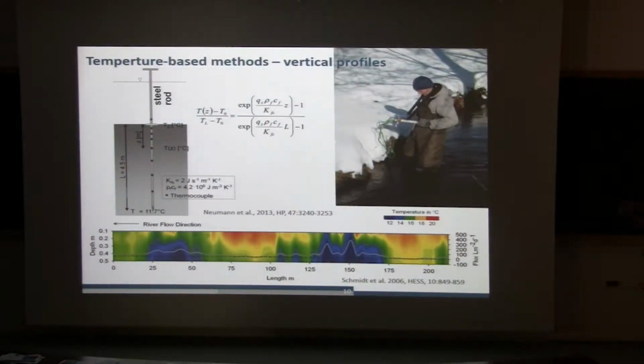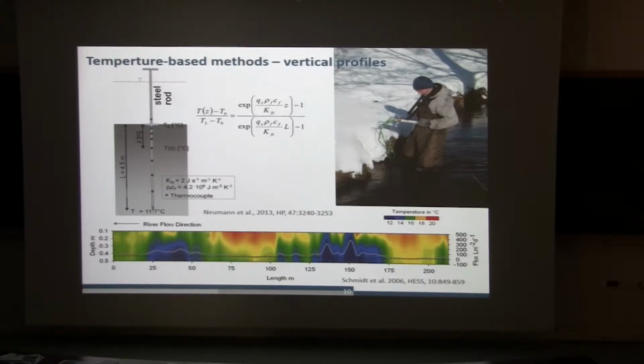Another way to use temperature would be measuring these vertical profiles. And one device that we have worked with in the past is a steel rod that has different temperature sensors on the vertical. And there are analytical solutions to the 1D heat transport equation, like this one shown here, that you can then use to get a snapshot of what the flux would be, assuming that it's under some kind of a steady state at this point in time.